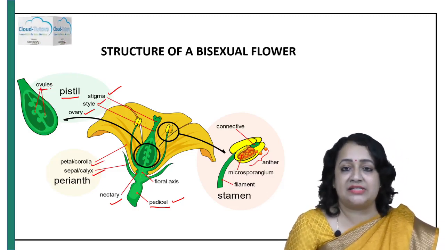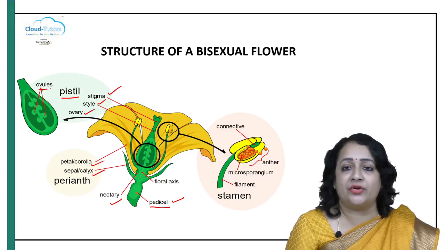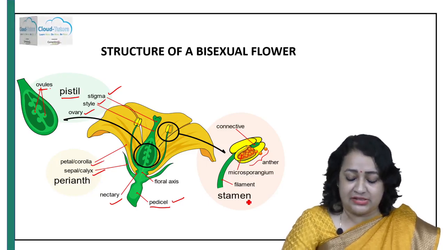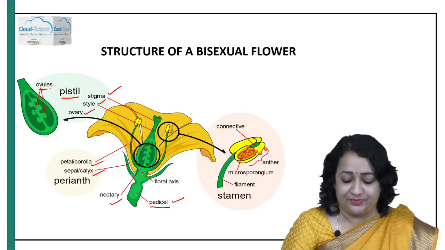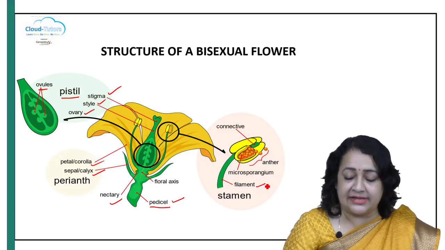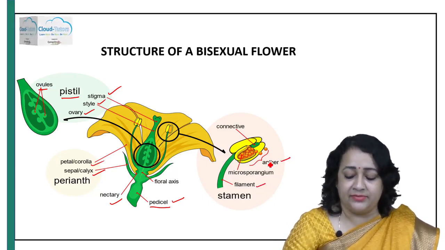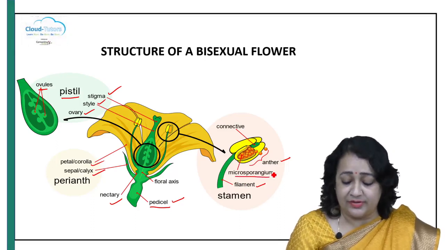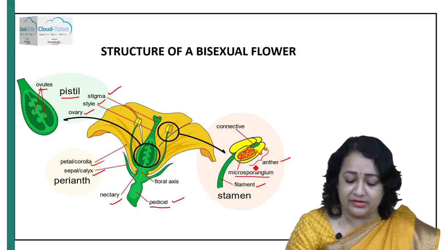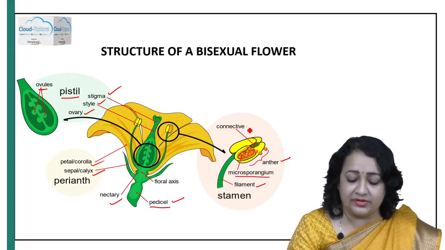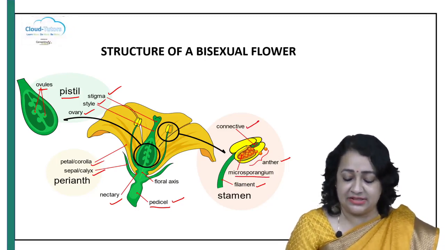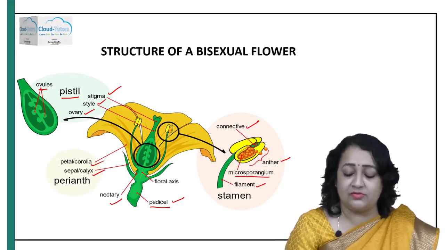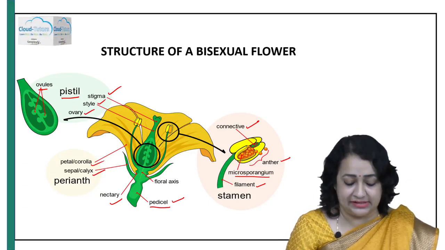Coming to the stamen. Stamen is the male reproductive part of the flower. Stamen is also called as androecium. So if you see the stamen, basically it has a filament and anther. Inside the anther are the microsporangium, and here in between these we have the connective tissue. Connective is present. Then we have the microsporangium, which bears the pollen grains.